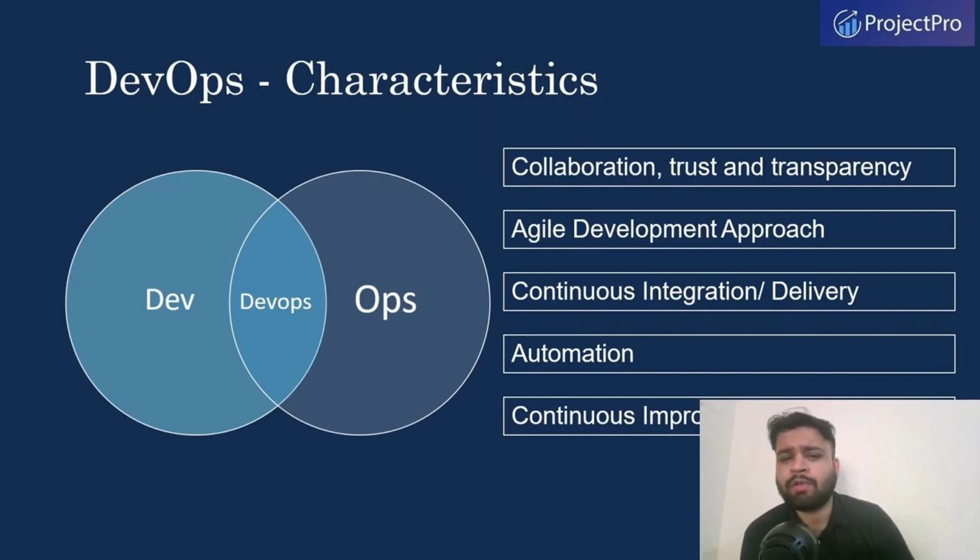DevOps aims to build scalable as well as reliable systems, because it focuses on designing architecture and implementing practices that can handle increased workloads, adapt to any changing demands, and recover from failures quickly, which is a great thing. These characteristics collectively enable every organization to streamline their software delivery process, improve collaboration, accelerate time to market, and deliver very high quality software products.